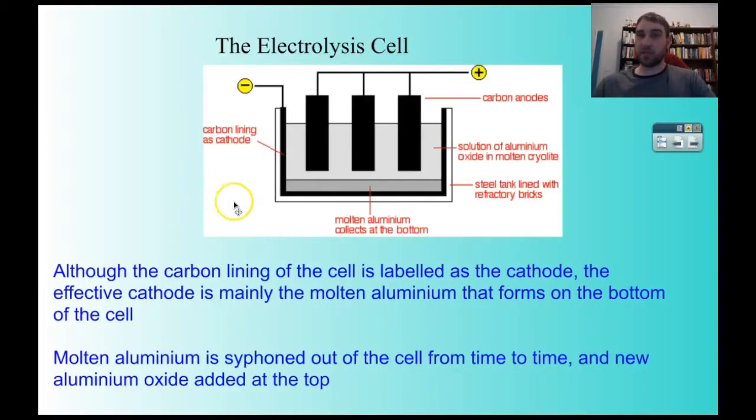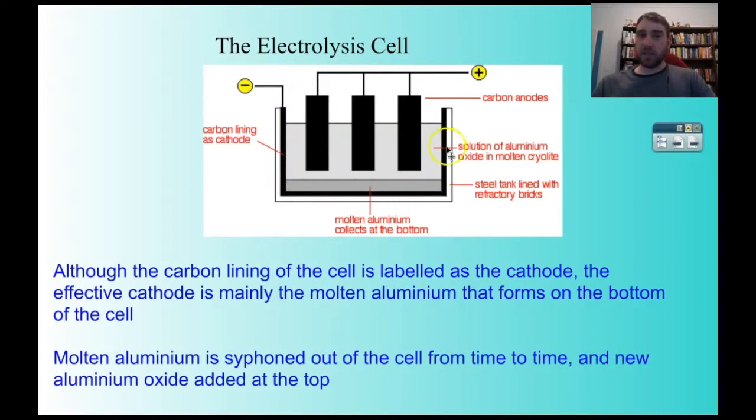So here's the electrolysis cell. We have these carbon anodes that are dipping in. Now here it's saying a solution of aluminium oxide and molten carbon. It's not a solution because there's no water in there. It's a mixture of aluminium oxide and cryolite, and it's heated up by the electrical process going on here. It generates a lot of heat, which melts the salts. They mix together, and then we get the electrolysis happening.